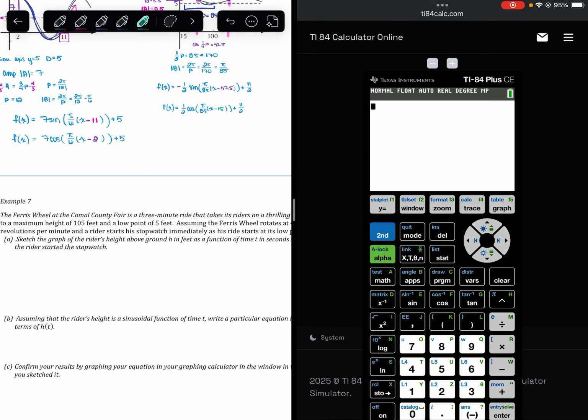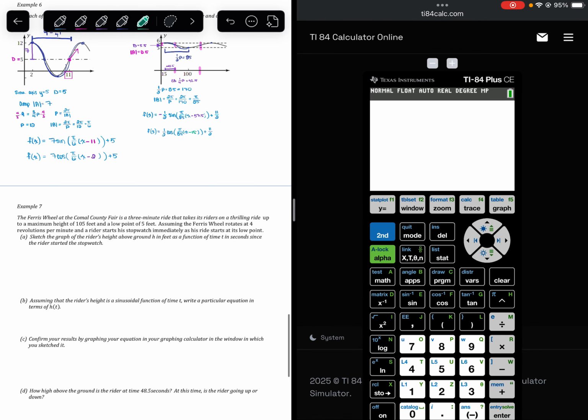Right. Word problem for sinusoids. The Ferris wheel at the Comal County Fair is a 3-minute ride that takes its riders on a thrilling ride up to a maximum height of 105 feet and a low point of 5 feet. Assuming the Ferris wheel rotates at 4 revolutions per minute and a rider starts his stopwatch immediately as his ride starts at the low point, do the following. Sketch the graph of the rider's height above ground in feet as a function of time t in seconds since the rider started his stopwatch.